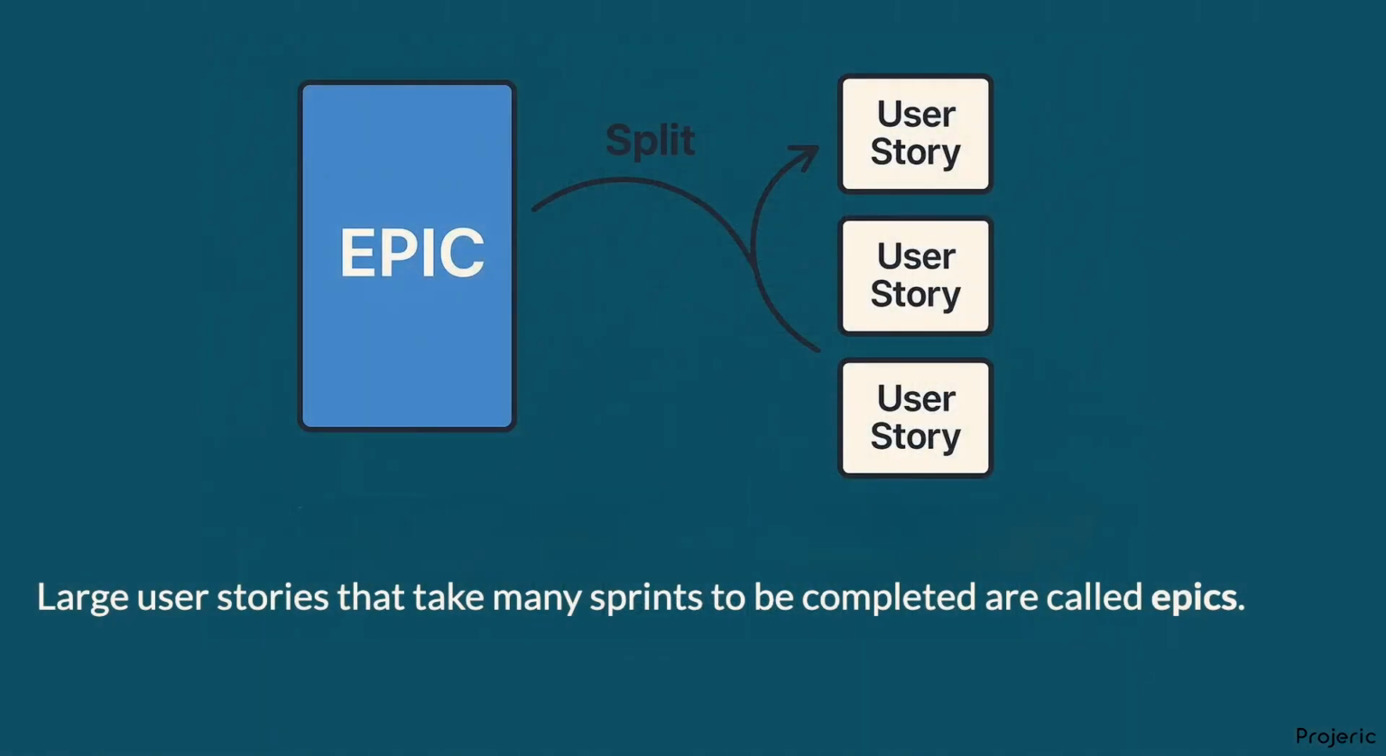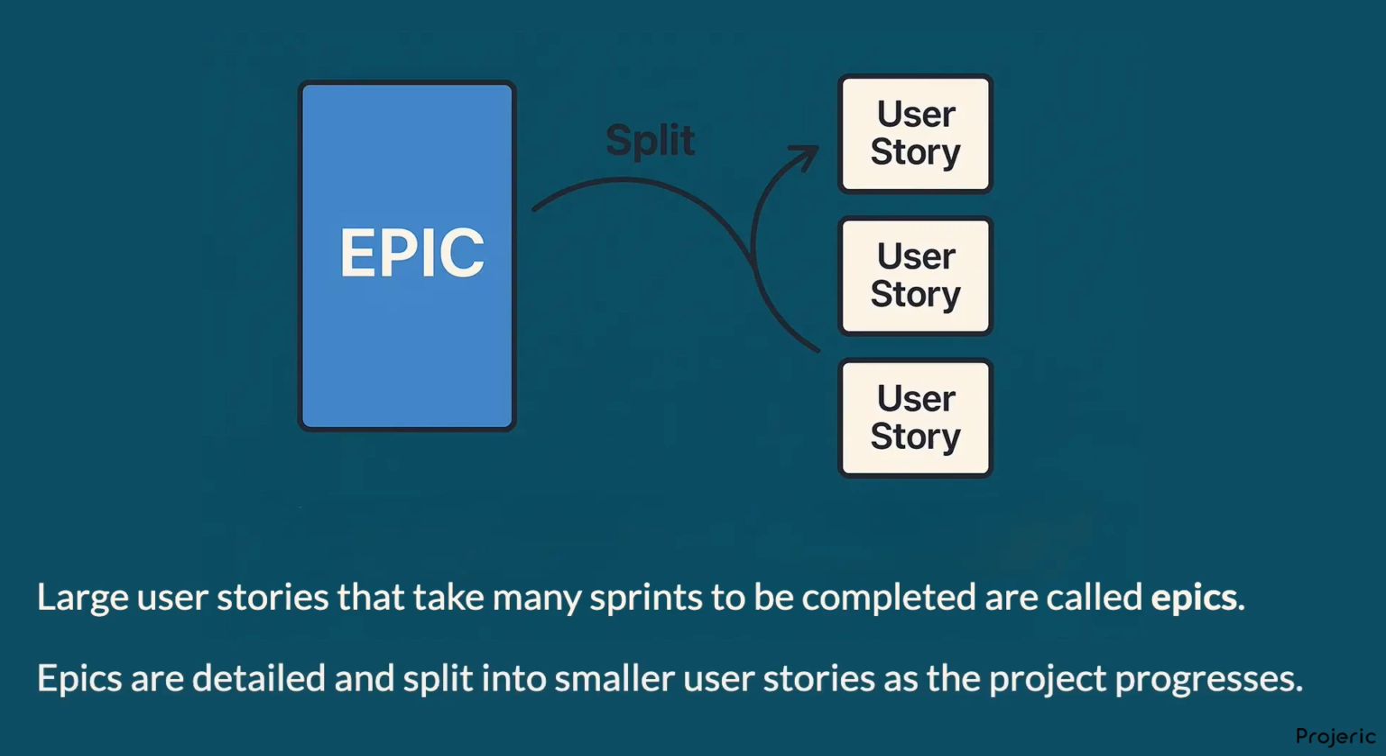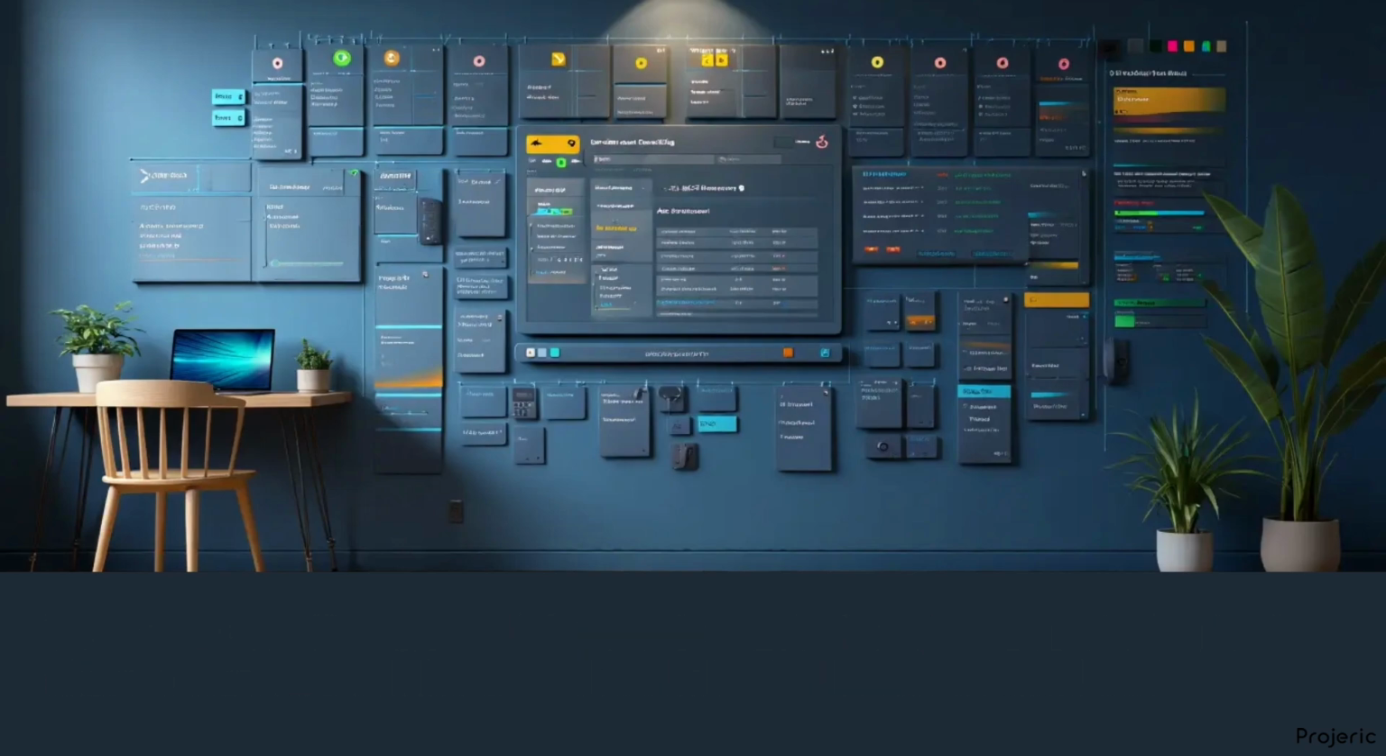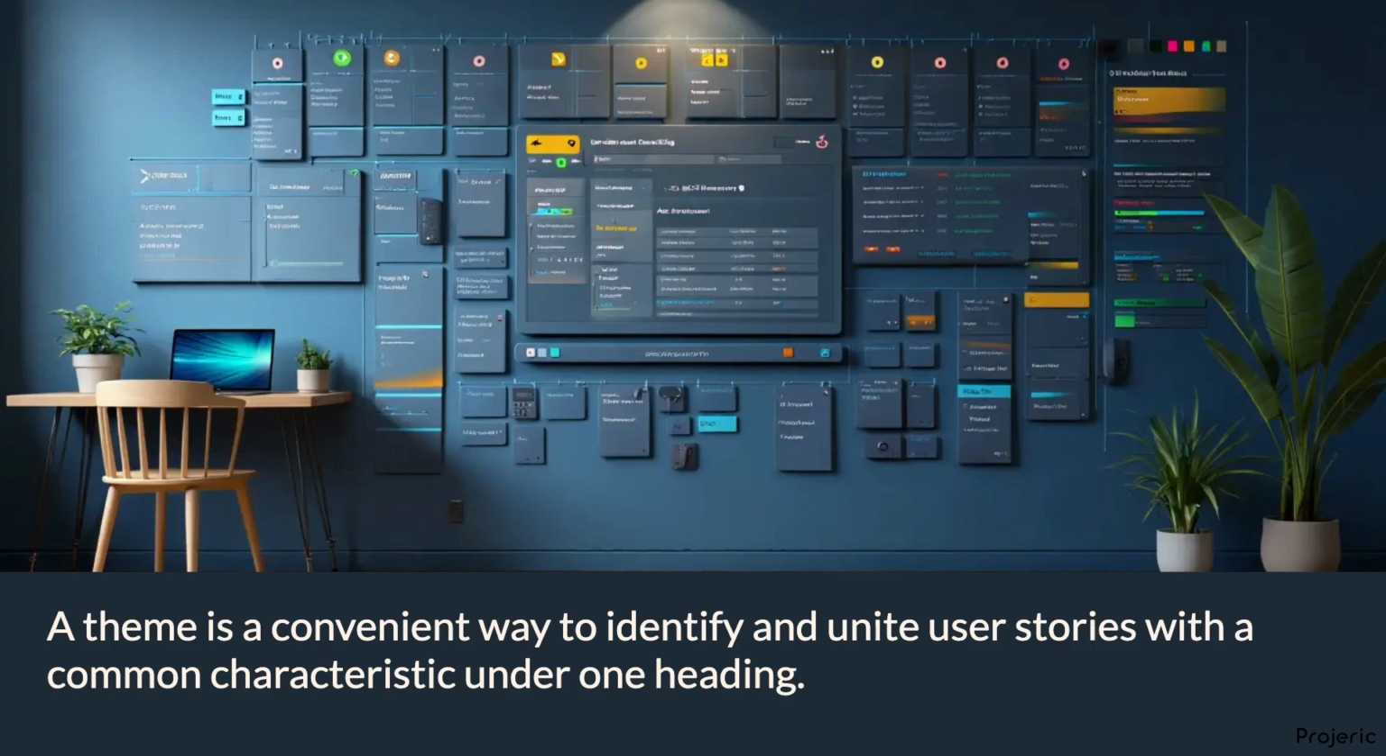Large user stories that take many sprints to be completed are called epics. Epics are detailed and split into smaller user stories as the project progresses. There are also themes, which refer to a set of related user stories that share a common attribute, such as being in the same functional area. A theme is a convenient way to identify and unite user stories with a common characteristic under one heading.